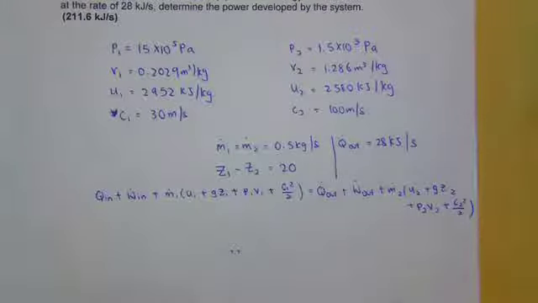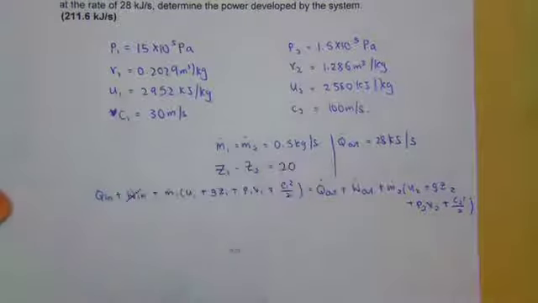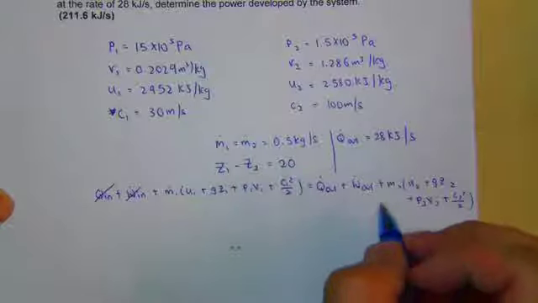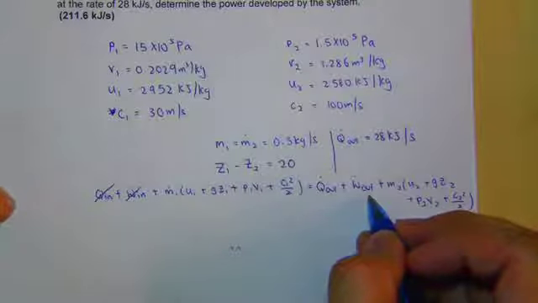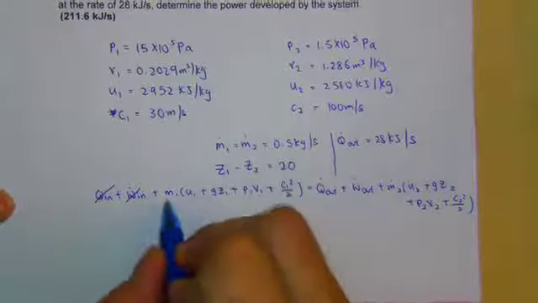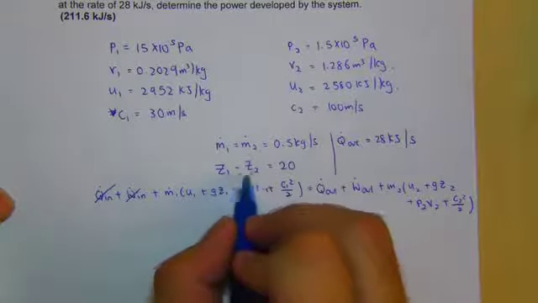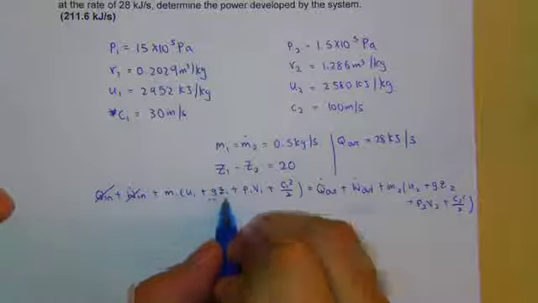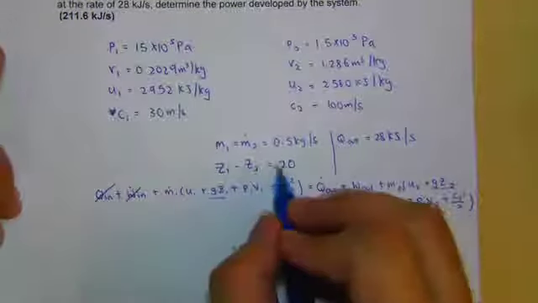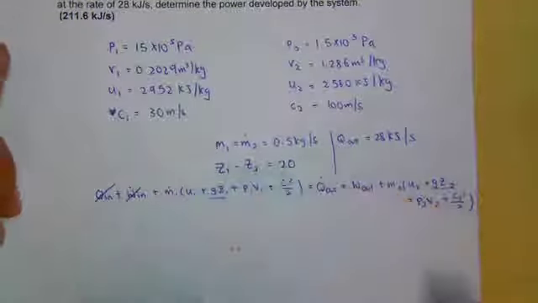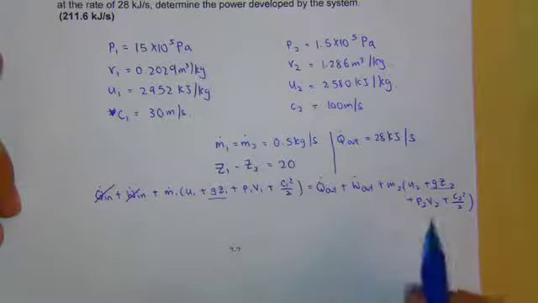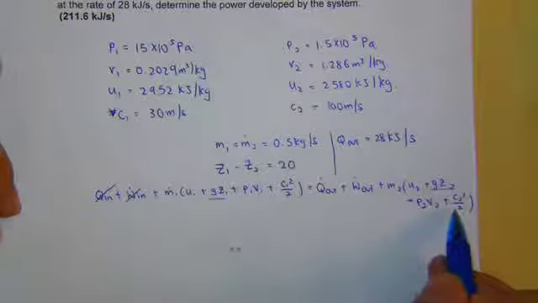In this case, we can start cancelling out terms that are not included. There's no work in, so we cancel. There's also no Q in, so we can also cancel that. Q out we have, which is 28 kilojoule per second. W dot out is what we want to find, because we want to find the power developed by the system. M dot 1 we have, U1 we have. GZ1, we do not have exactly the value, but we do know Z1 minus Z2 is 20. So later on, we can do some manipulation to GZ1 and GZ2 to get out this 20. P1, V1 we have, C1 square over 2 we have. Same thing, U2 we have, P2 V2 we have, C2 square over 2 we also have.